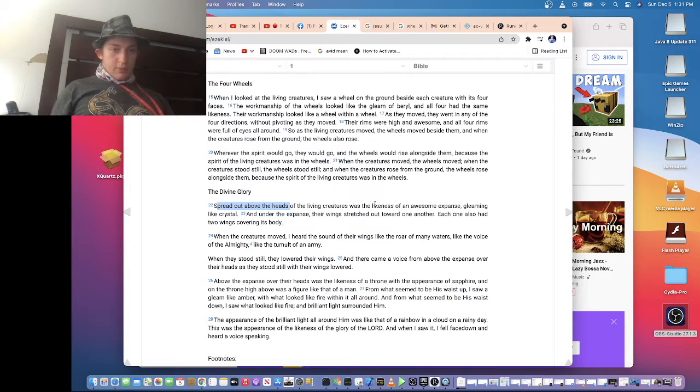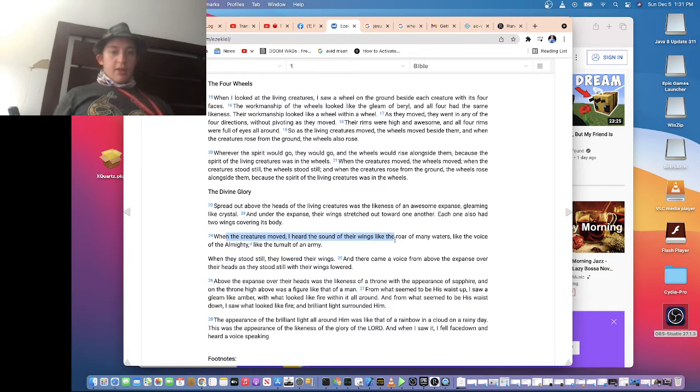Now, when the creatures moved, I heard the sound of their wings like the roar of many waters. This is talking about airplanes and air vehicles, like the voice of the Almighty. This is talking about the sound of the air vehicles, the aircraft that they use.